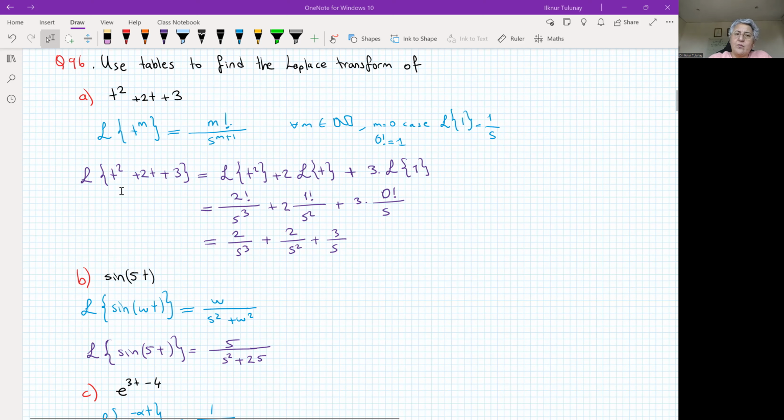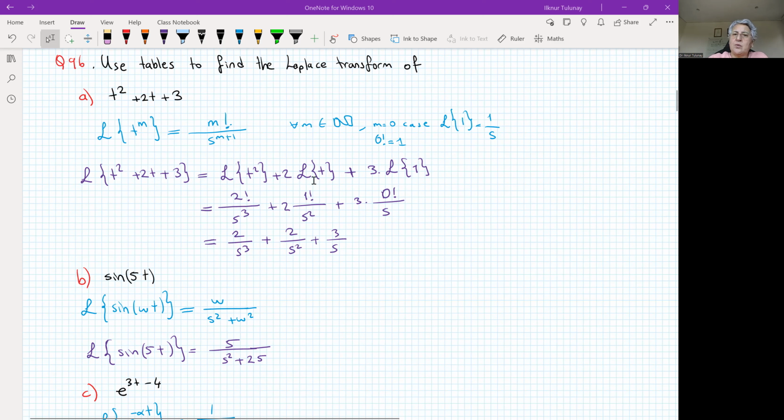By linearity, which means taking the constant terms out in front of the function, and if we have a summation of functions, we can split. Then this can be written as the Laplace transform of t squared plus 2 times, since 2 is a constant it goes out to the front, the Laplace transform of t, plus 3 times the Laplace transform of 1. So the Laplace transform of t squared is the case when m is equal to 2, that is 2 factorial over s cubed.